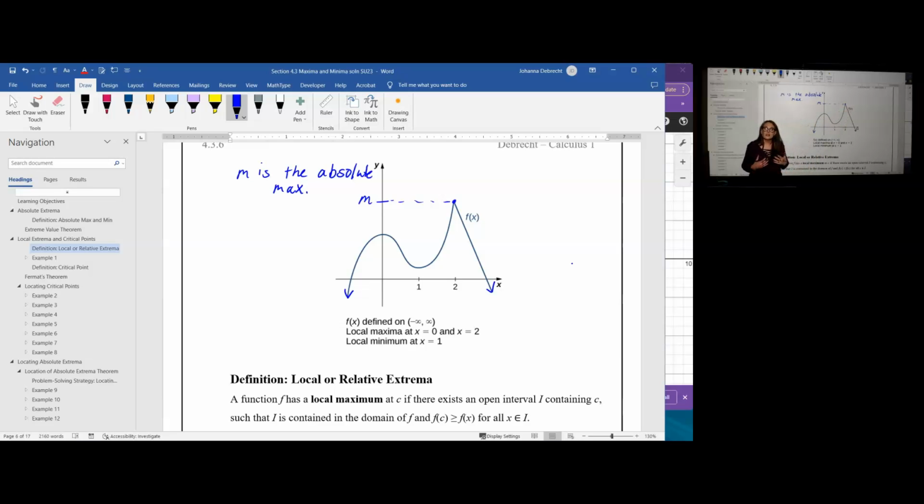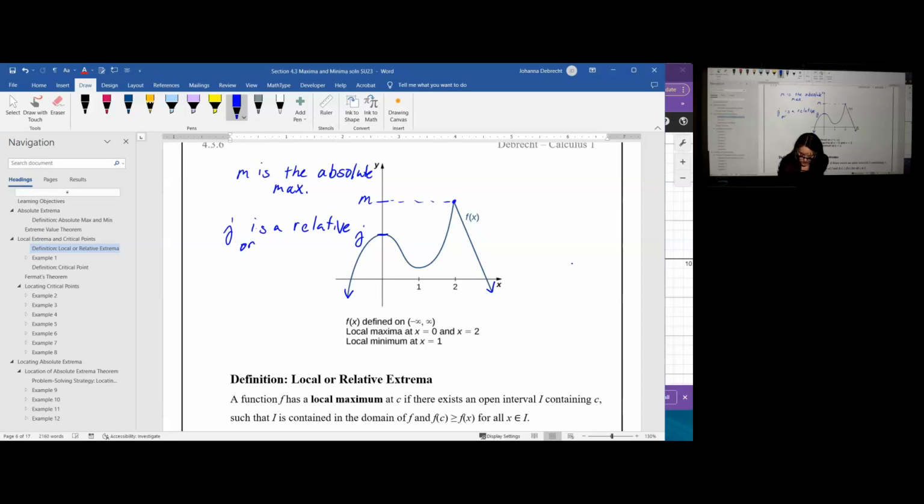Do we have a local maximum or minimum? We do. When we look at this one, we can see that we have both a point that is lower than the ones around it and a point that is higher than the ones around it. That means that this y value here, which I'm going to call j, is a relative or local maximum.